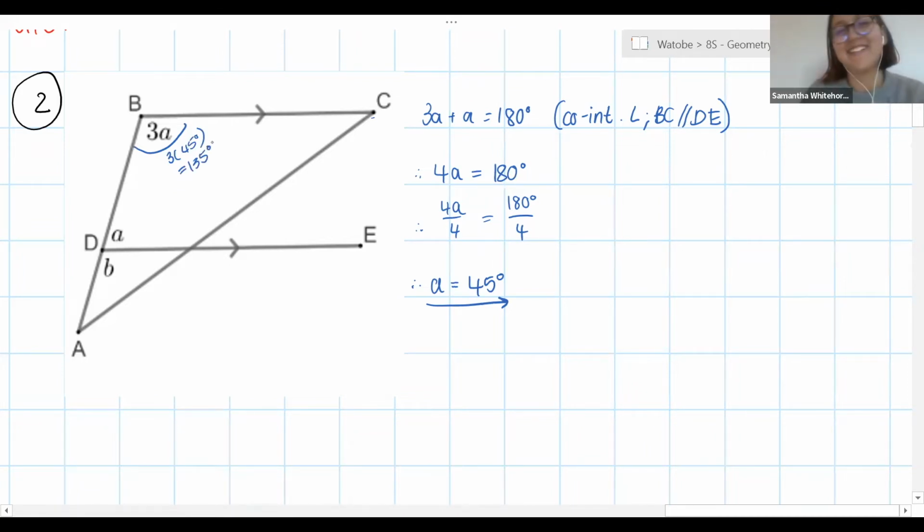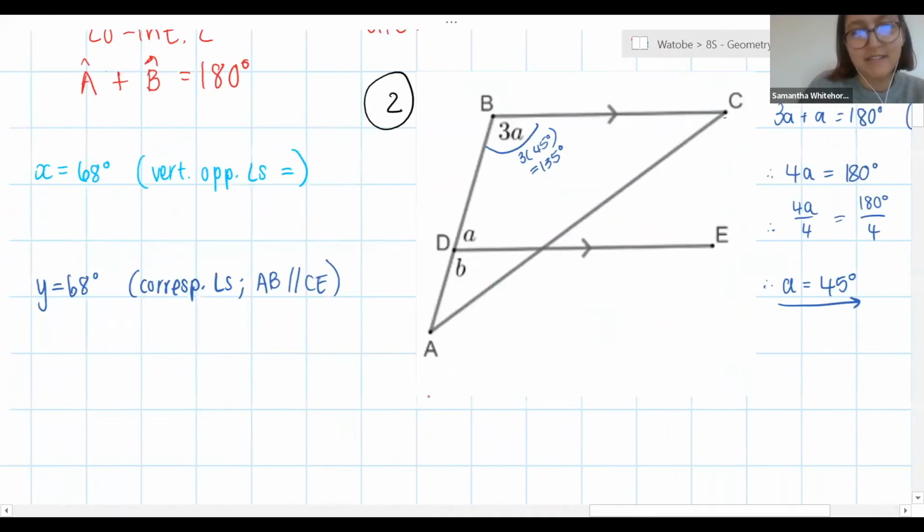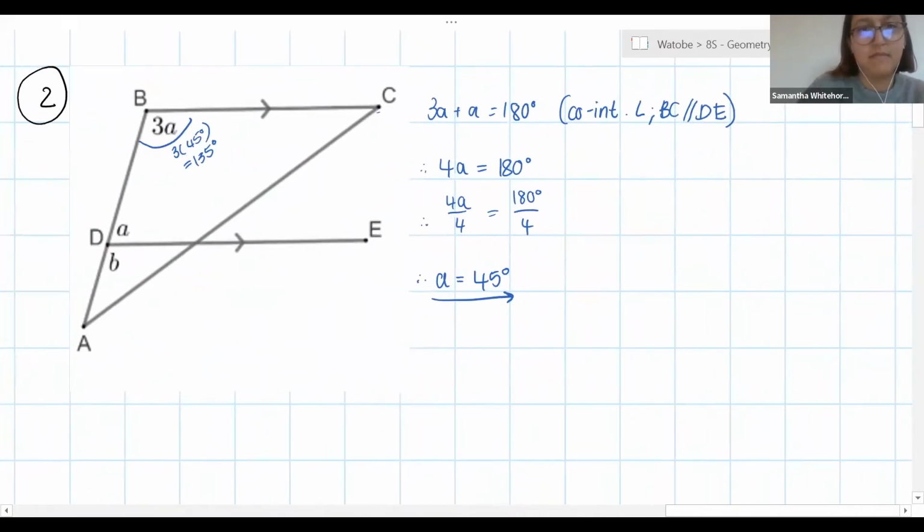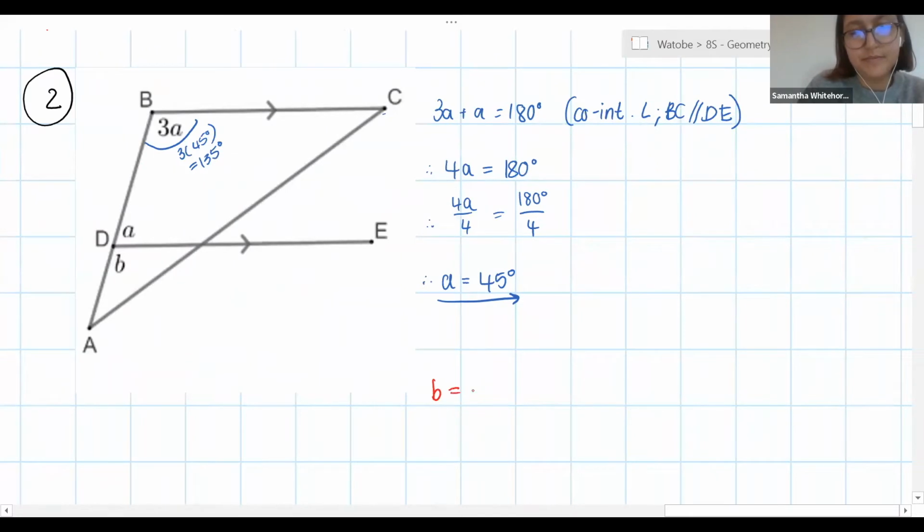So that's my answer for A. And then for B, I said B equals 3A, which gives me B equals 135 degrees, because corresponding angles are equal, yeah, they're parallel. So I said corresponding angles are parallel on line BC and DE. Awesome, well done.